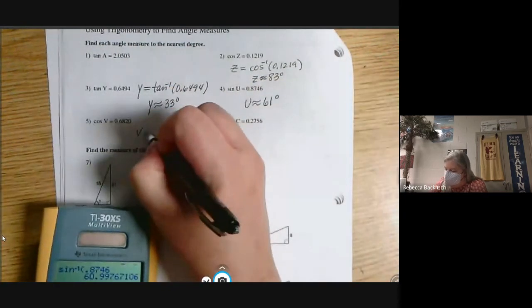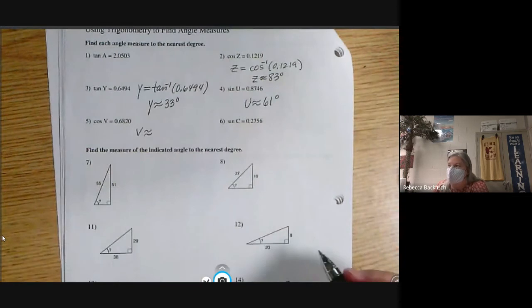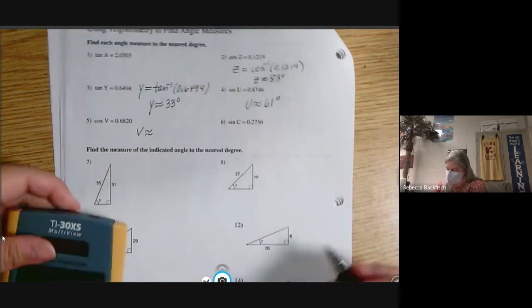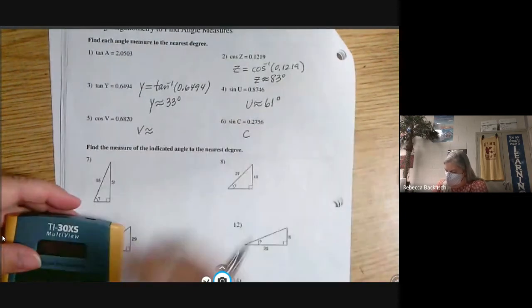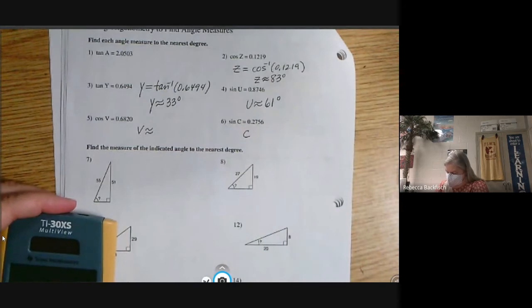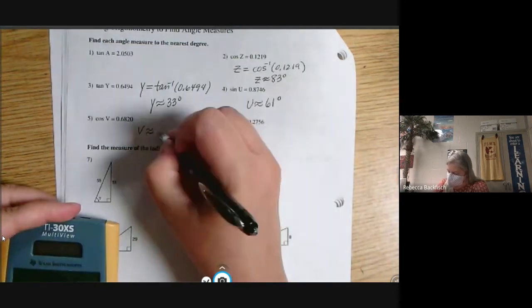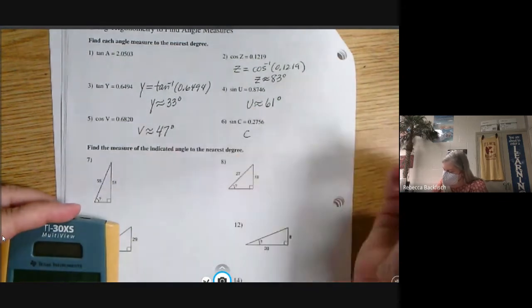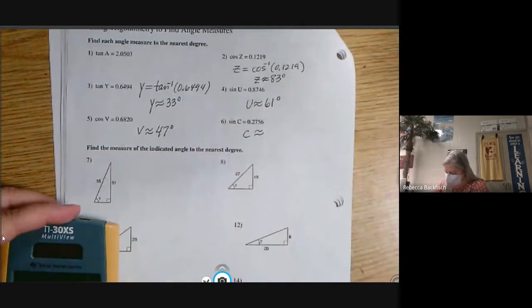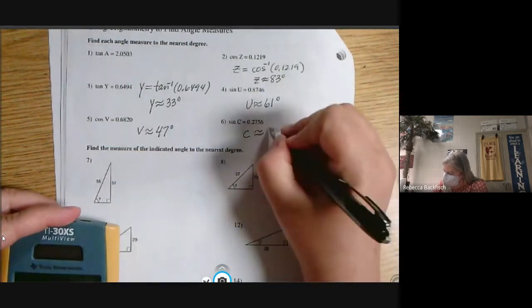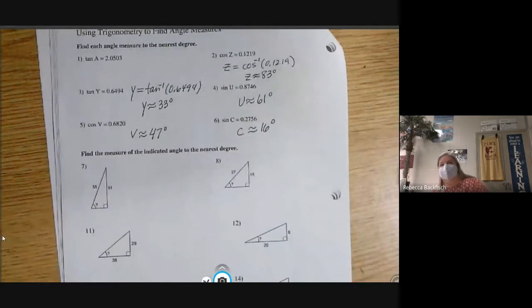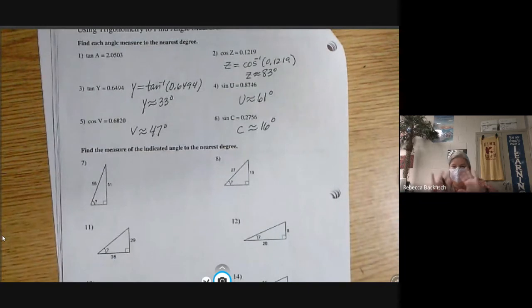Okay. On number 5, Owen, what'd you get for V? 47. About 47 degrees. Let me double check. I haven't done it yet. Looks good to me. How about Natalie for number 6? 16 degrees is perfect. Okay. So now let's go ahead and use these. Well, actually, first, any questions? Anybody at home or here have a question on any of those?